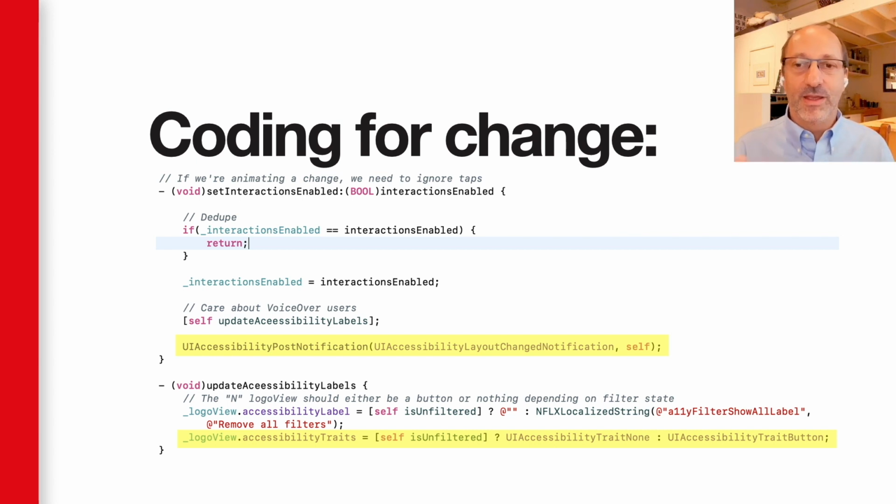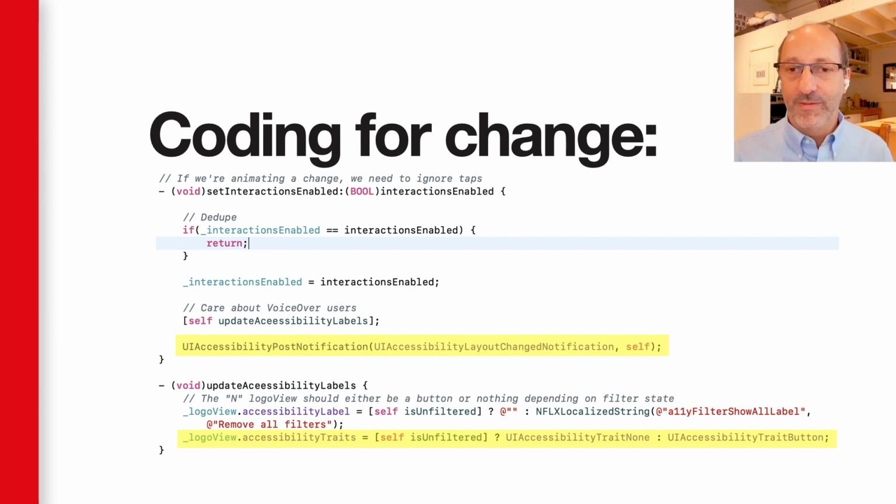So the important thing to know is that as your application changes, you're responsible for helping VoiceOver understand what's going on. So if something has changed, say so. And if your UI element's not going to do anything because of a particular state that it's in, you can help VoiceOver understand that as well. So you can handle change.